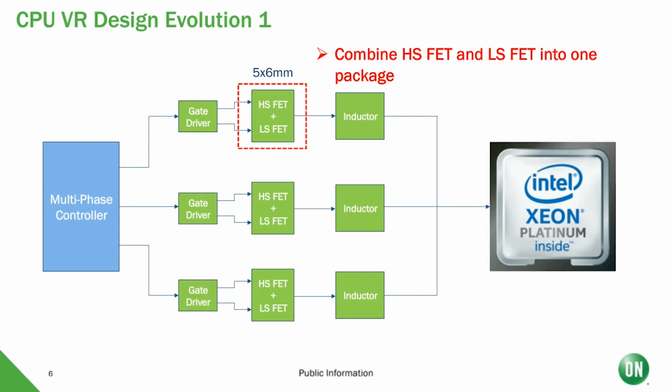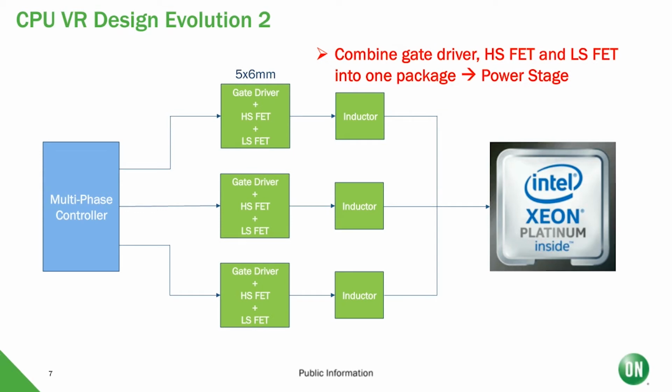So as the load current continues to go up and we need to add more phases to the voltage regulator, what else can we do? The next step is obviously to combine the gate driver and the high side FET and low side FET all together into one 5x6 package.